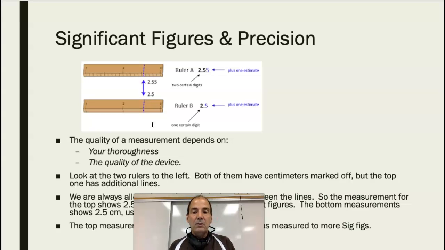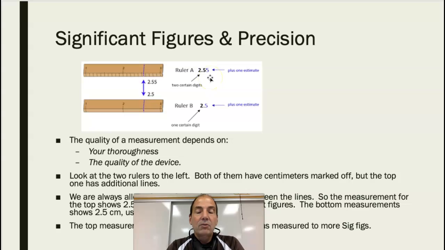And a measurement is only just so good because it depends on A, how thorough you are, but B, how good the device is. For example, look at these two rulers. Both of them are measuring the same thing, but notice that this one has a lot more divisions on it than this does. So on this one, I know it's between 2 and 3, so I could estimate that it's 2.5. Whereas here, because of the extra lines, I see it's between 2.5 and 2.6, so I could estimate it's 2.55. This is showing more precision.